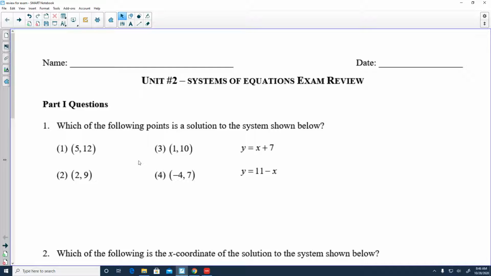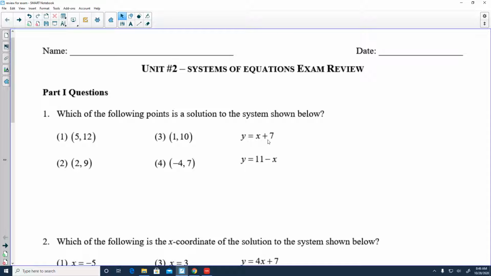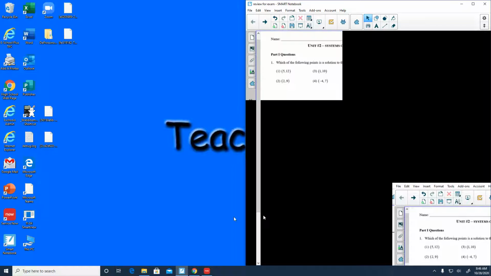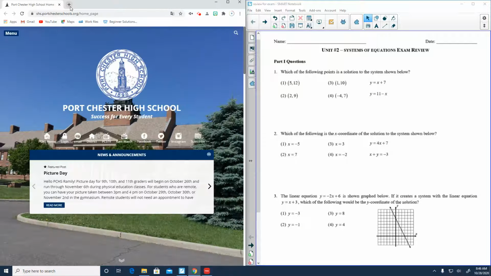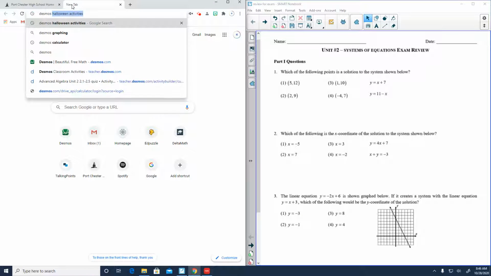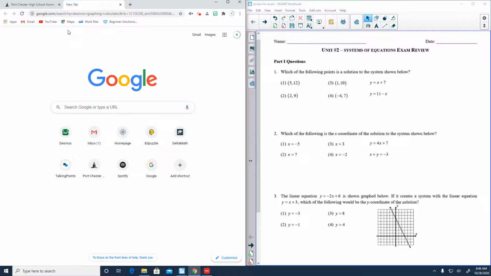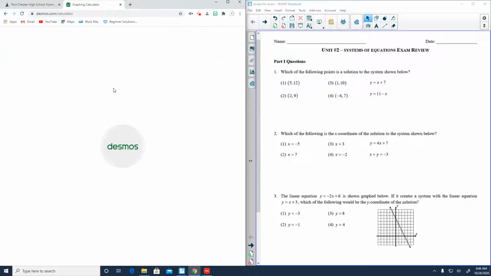Number 1, which of the following points is a solution to the system shown below? So we have two lines where we have two equations. If we graph them, they're going to be lines. Let's do this just using the Desmos graphing calculator. Since this is a multiple choice question, you don't need to show your work.